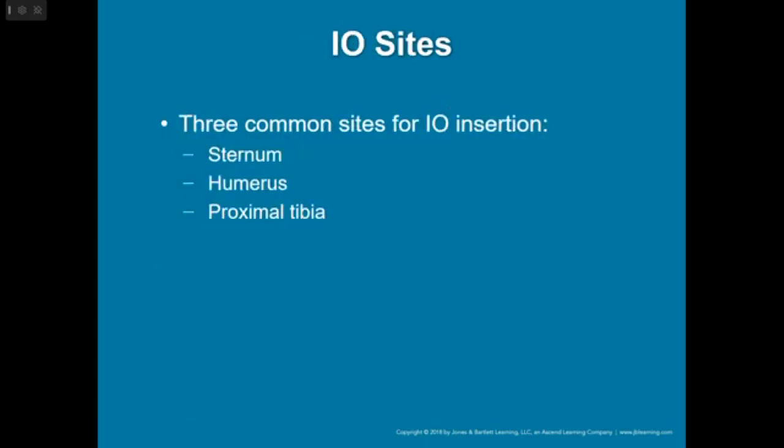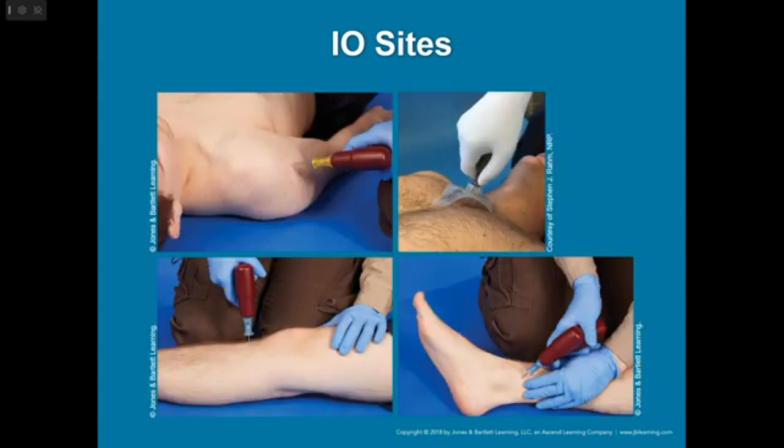Three common sites: sternum, humerus, proximal tibia. Those are common sites, but there's lots more. You can do distal femur. You could do distal tibia or distal fibula if you had to. They say the actual insertion is just as painful as an IV. I guess it doesn't hurt to drill it into the bone. It's just poking it through the skin where the pain is.